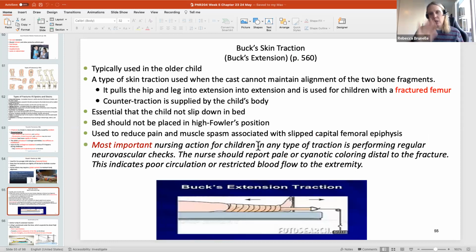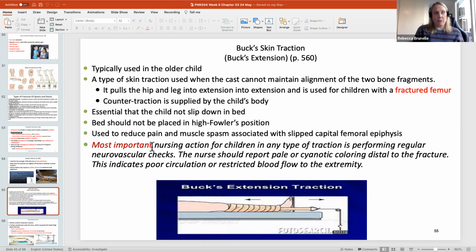And in contrast to Bryant's, Buck's traction is going to be your older kids. You can see the basic difference: instead of the leg being at a 90-degree angle, the leg is straight, and then it pulls the weights in 2 separate directions to realign the bone.